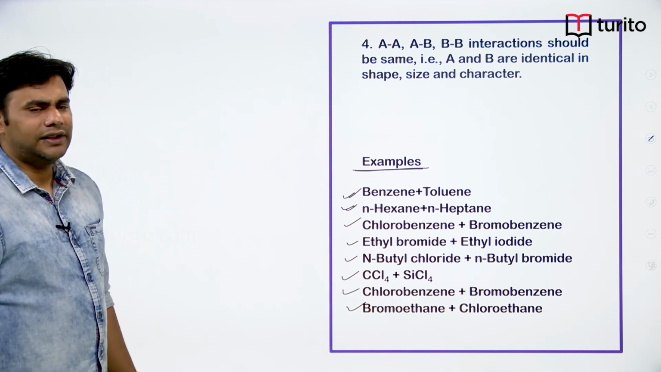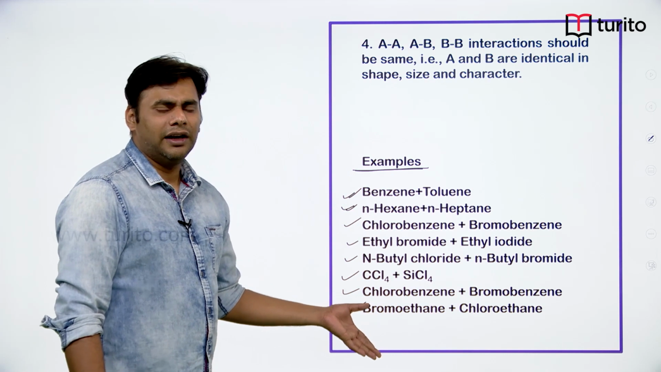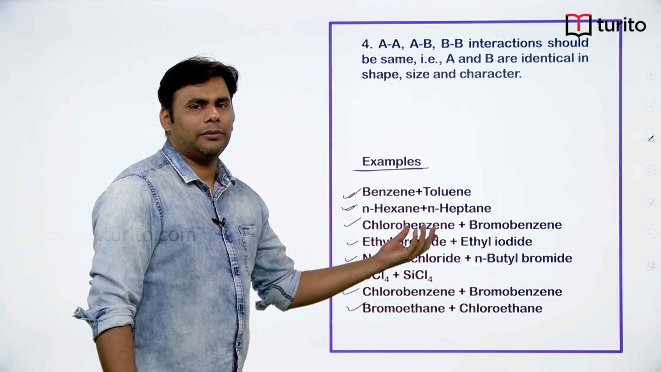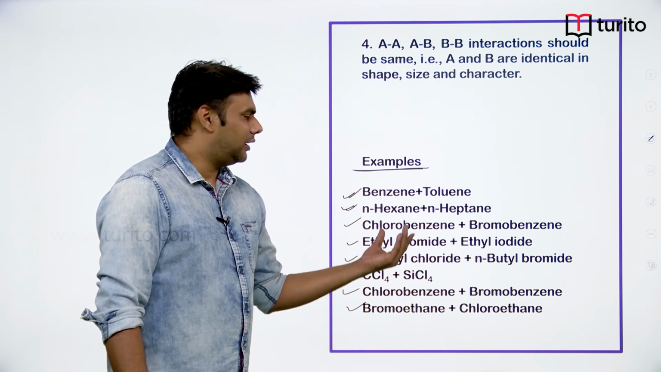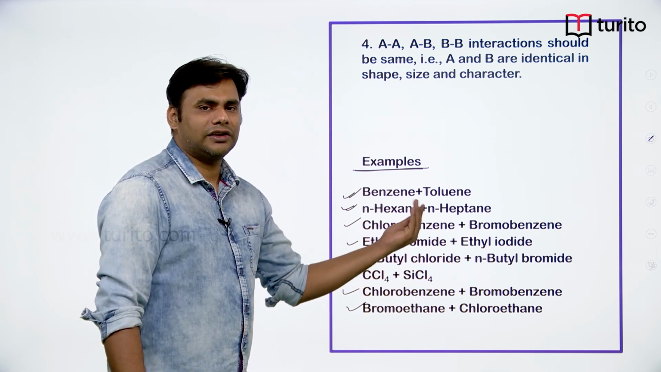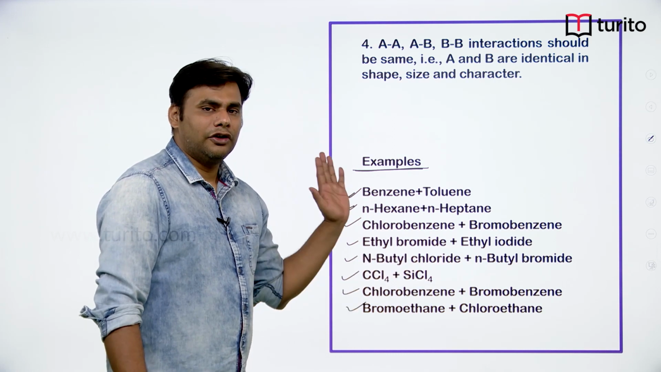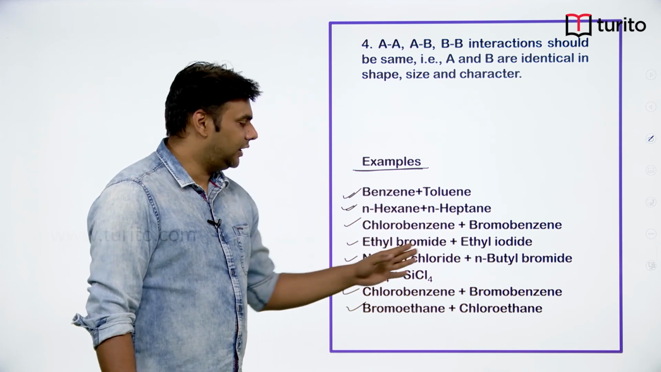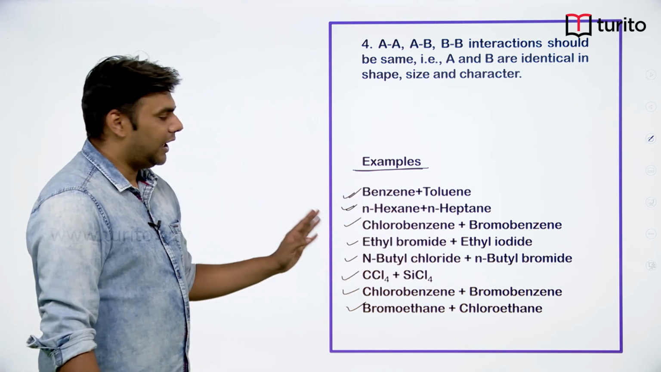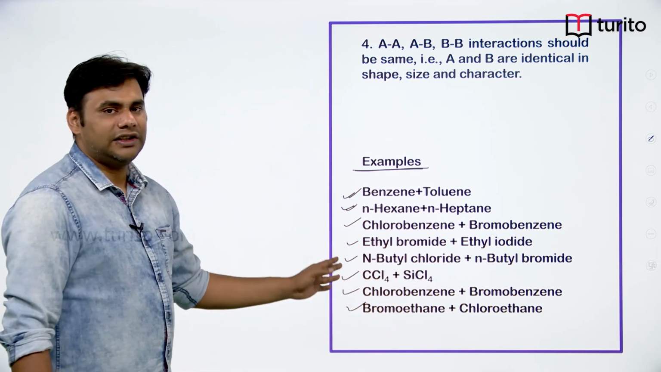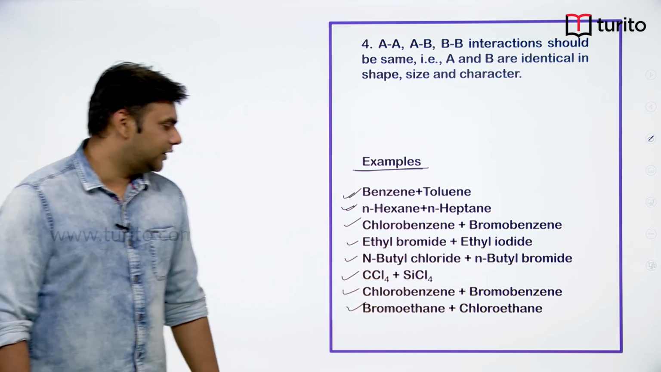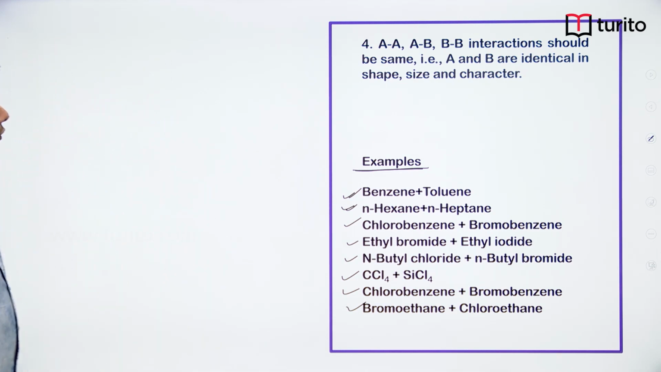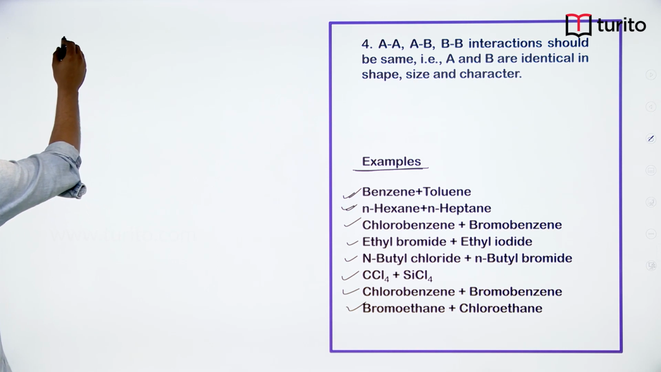So you can easily memorize them because you can see that the examples are very typical. Basically, the two molecules are of the same character. Both of them are either non-polar or have similar structure. Just the number of carbon, one carbon is different. So this is benzene, toluene, heptane, hexane, chlorobenzene, bromobenzene, ethyl bromide, ethyl iodide, N-butyl chloride, N-butyl bromide, CCl4, SiCl4, bromoethane and bromomethane and chloromethane. Okay, so we'll say that they are following Raoult's law.